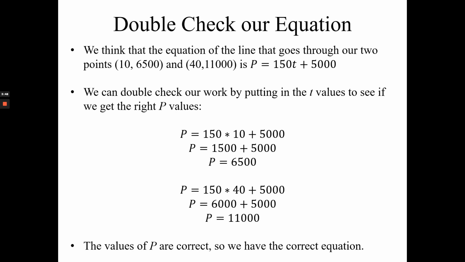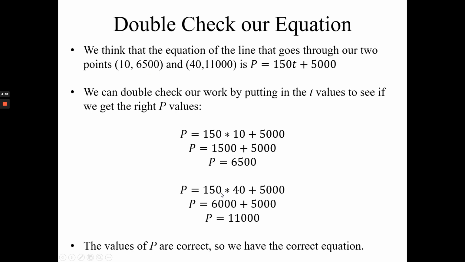Let's see if it works. We can always double check our values by putting in those t values and seeing if we get the right P values. So for the first one, t is 10. So I do 150 times 10. That's 1,500 plus the 5,000. 1,500 plus 5,000 is 6,500, and yep, that's what I should get. That's the correct y value.